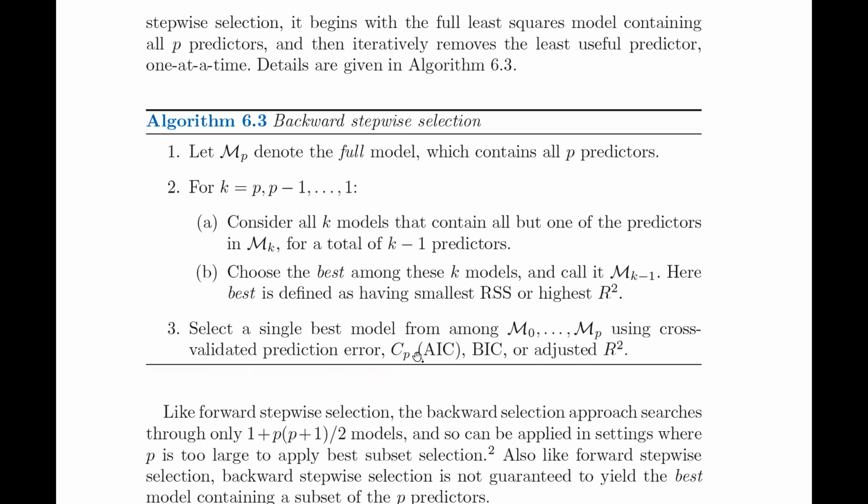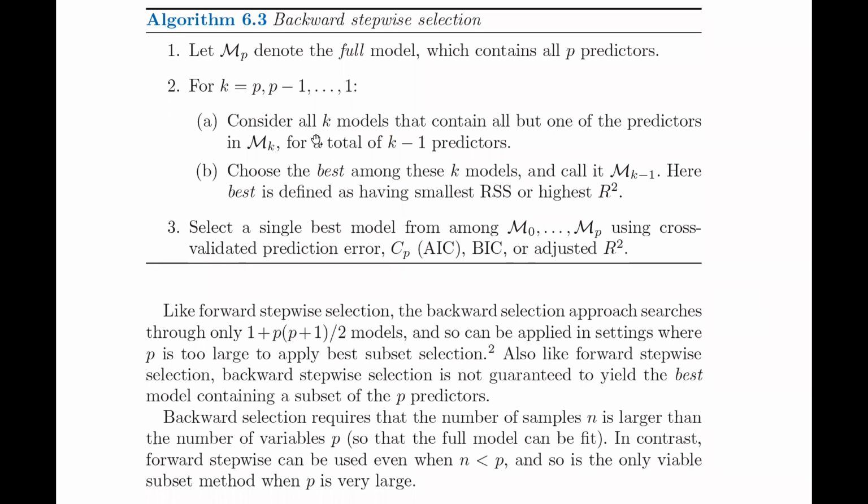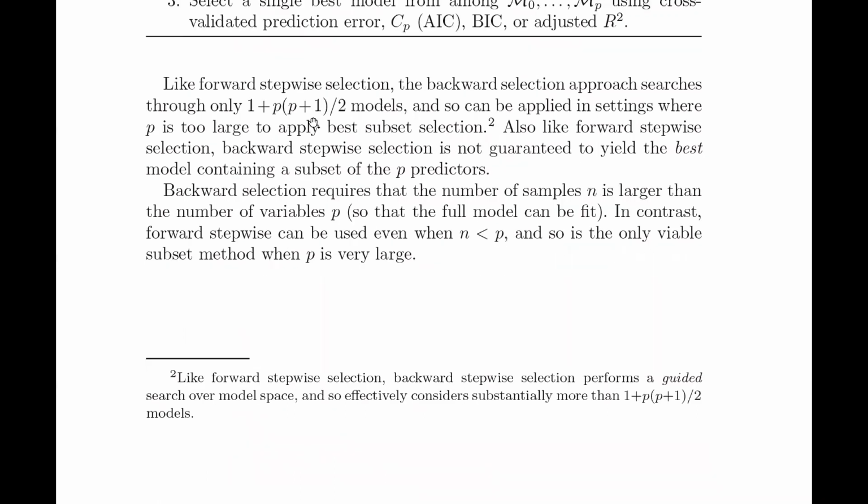Can't be too difficult to understand this, right? It's the same principles. The only difference is that it considers all k models that contain all but one of the predictors in Mk, for a total of k−1 predictors. Like forward stepwise selection, the backward selection approach searches through only so many models, and so can be applied in settings where p is too large to apply best subset selection.